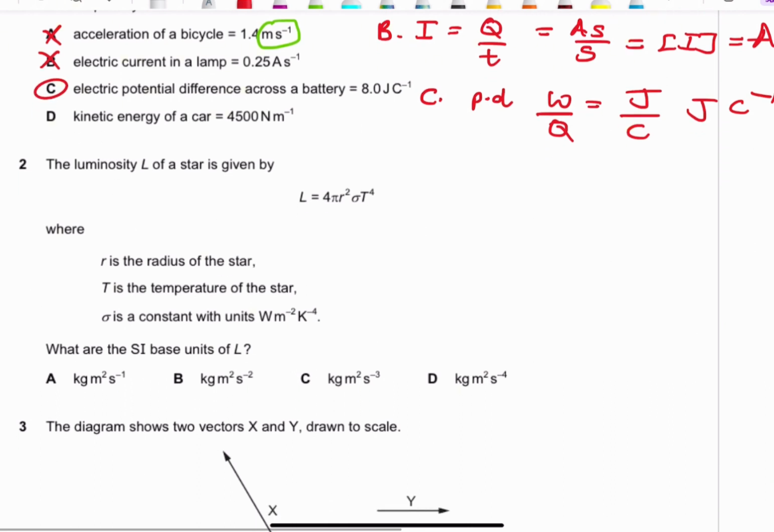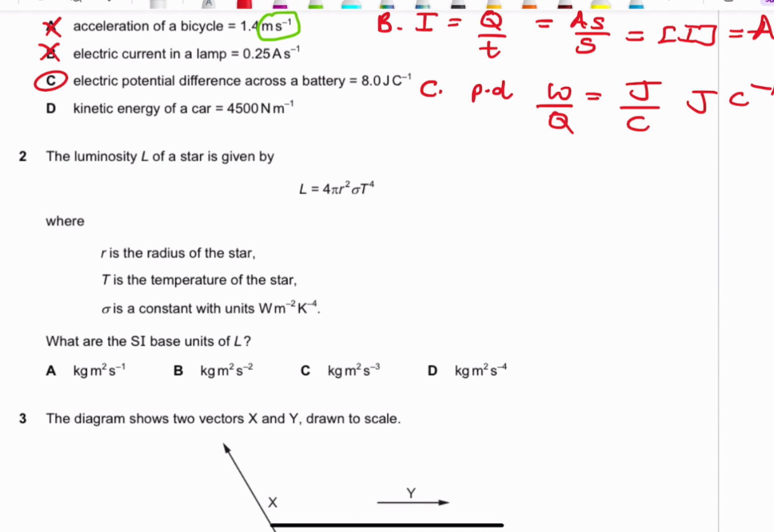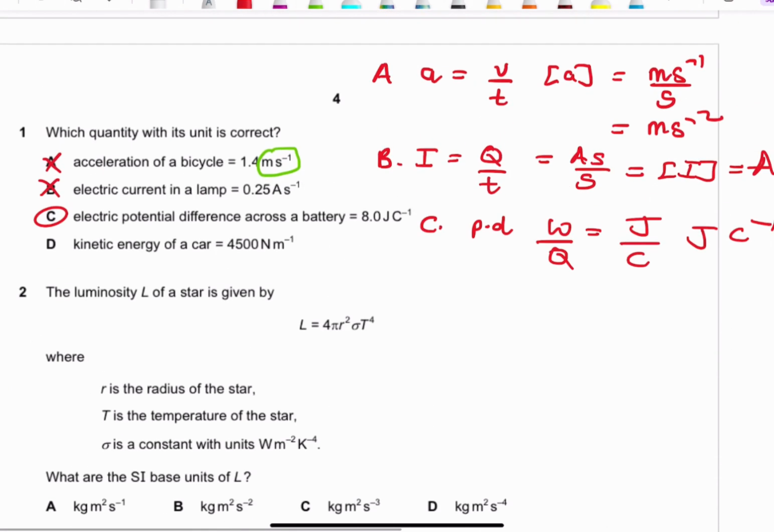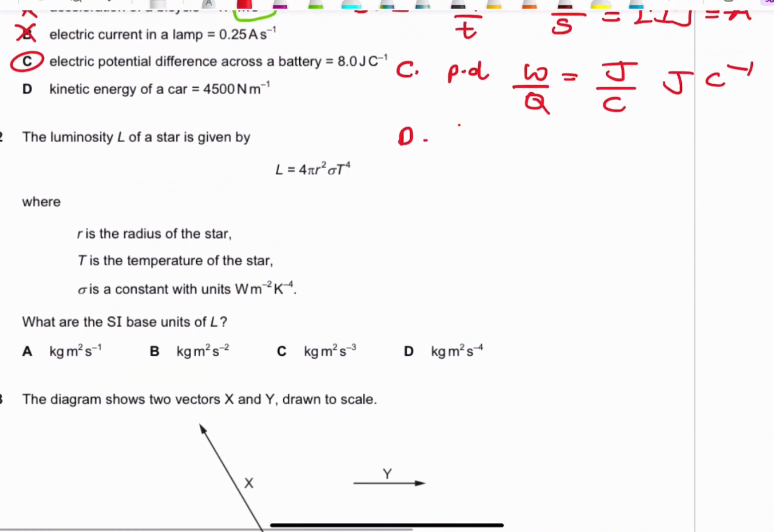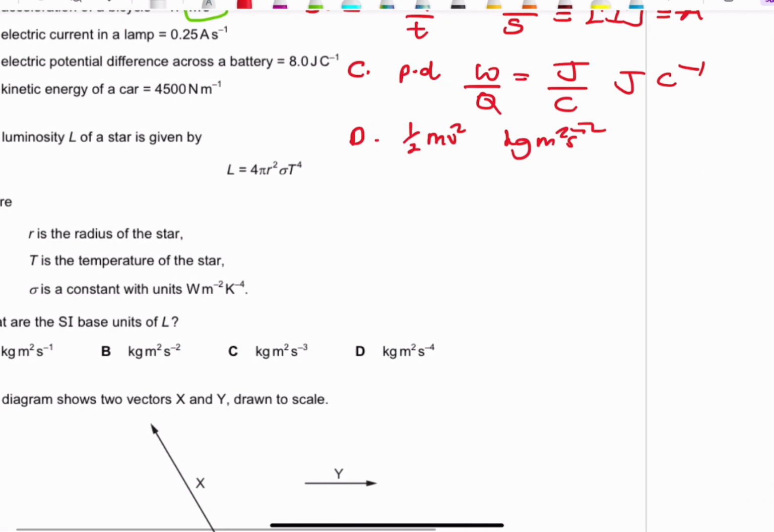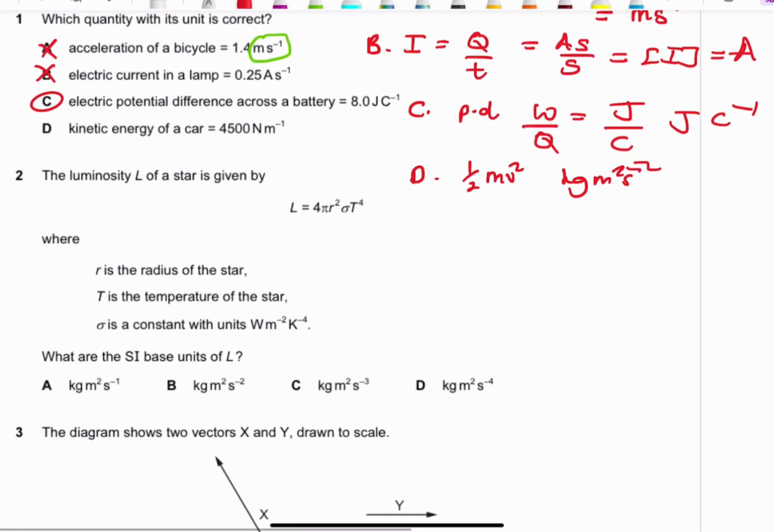D, kinetic energy of a car. So kinetic energy is basically energy itself. If we're looking at D, the kinetic energy will be 1/2 mv squared. m is in kg, v is in m squared s to the power of -2. But here we're given newton, and if we look at newton here, this is actually kg m s to the power of -2 divided by m to the power of -1, which is just basically kg s to the power of -2, and that's incorrect. So the answer, which is correct, is actually C.